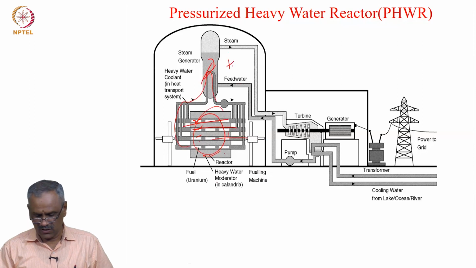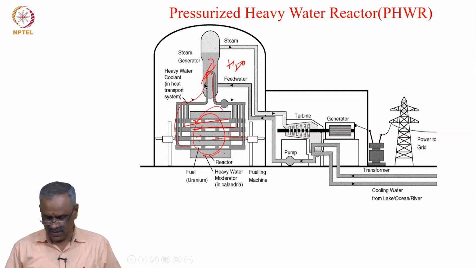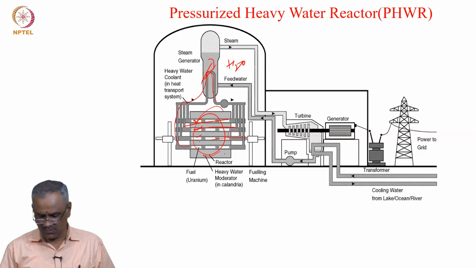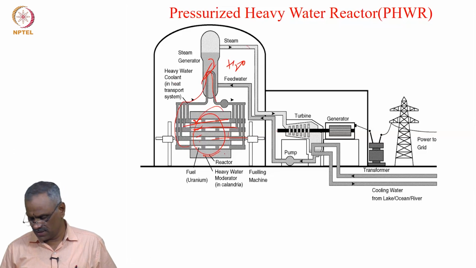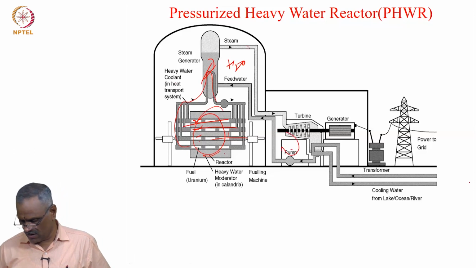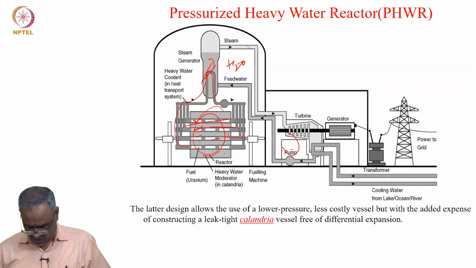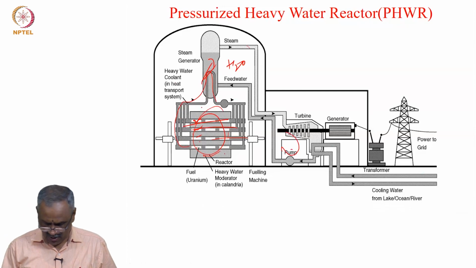This is H2O, normal water, light water, and this is heavy water. The heavy water coolant transports heat and transfers it to the light water, making steam. This is the same as the Rankine cycle; this part is the same, and the only difference is the configuration of the reactor here.